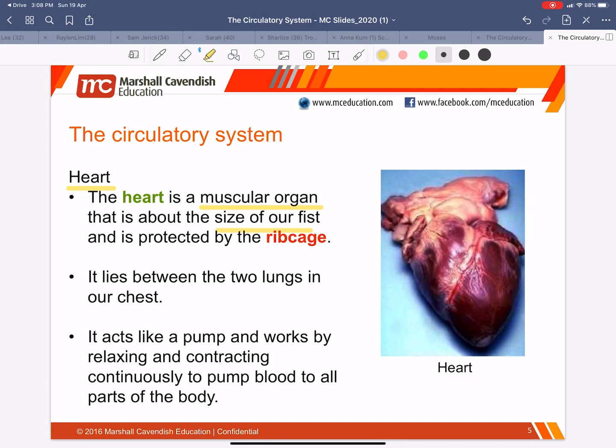Okay, now your rib cage is part of your skeletal system that protects important organs in the upper regions of your body, not just your heart but also your lungs, if you recall from your previous chapter. So it lies between the two lungs in our chest. So what does it do? It acts like a pump and works by relaxing and contracting continuously to pump blood around to all parts of the body.